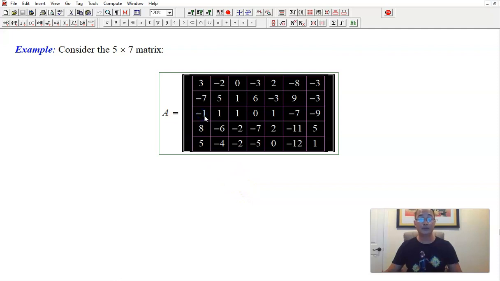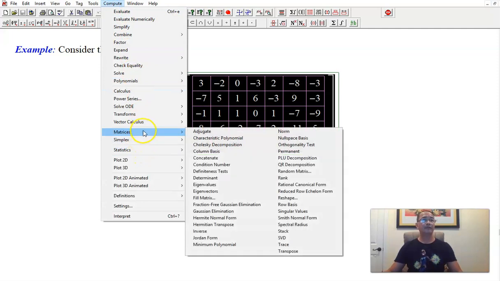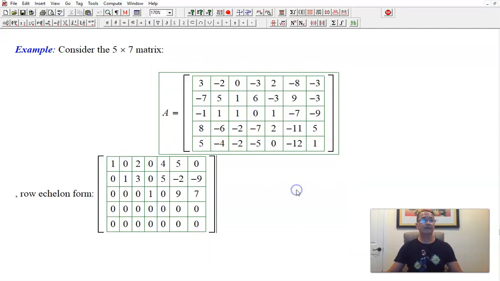Right now, let's look for the REF of A. Compute, matrices, REF. Okay, so there is the REF. Check it out: leading one, and then leading one. So we have 3 leading ones, which means that we have 1, 2, 3, 4 free variables. Now we get to write a basis for each of the 4 subspaces.